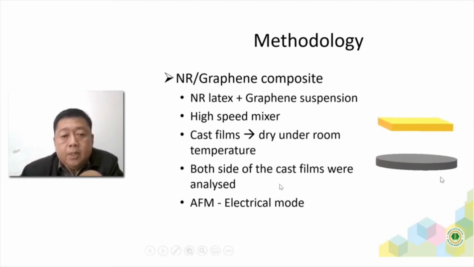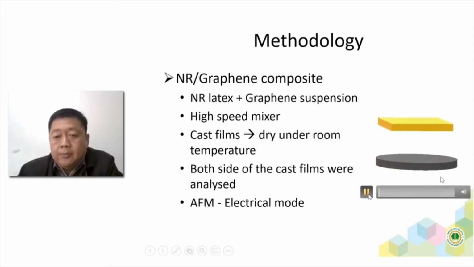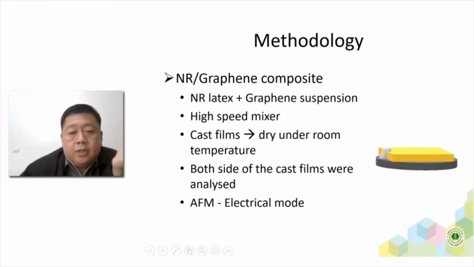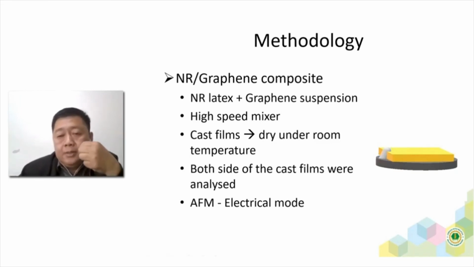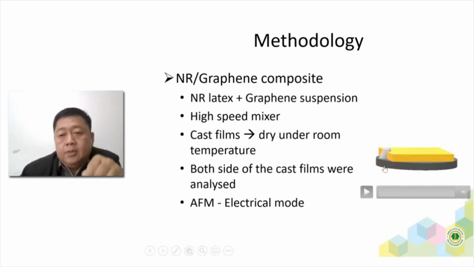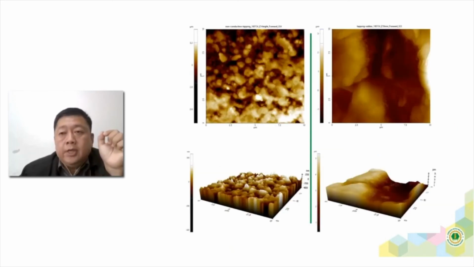Both sides of the film were analyzed in this case because we see some difference in the two surfaces. The main mode that we use in this study is the electrical mode. I will show you how we prepare the sample. In order to study the electrical properties, you have to make the surface conductive and connect both sides of the sample with some silver paint. So I'll show you some of the results. First is the structure of the surface.